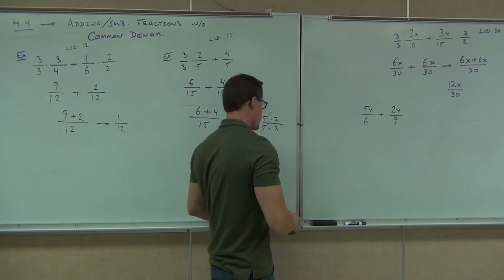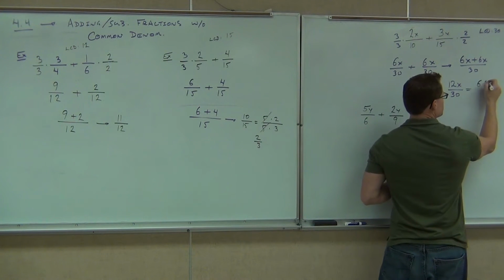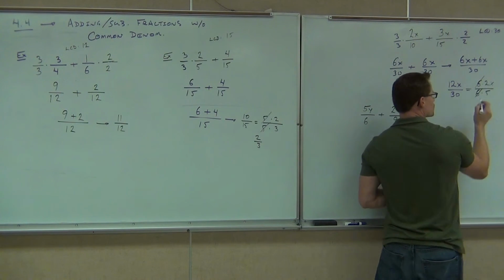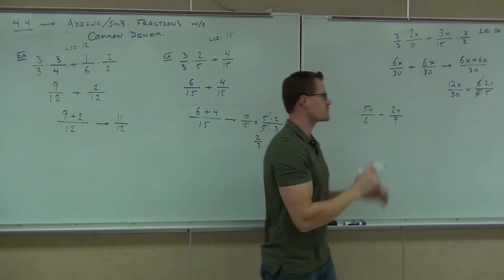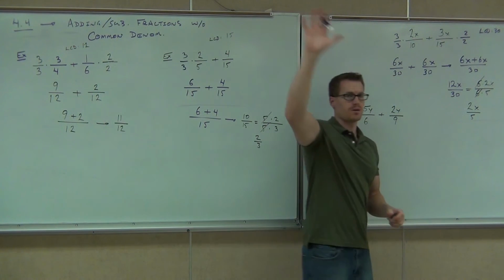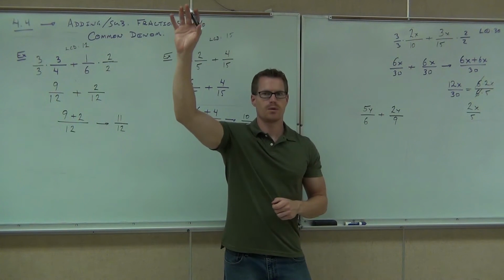Yeah, 6 for sure divides it. So we'd write this as 6 times 2x. We'd write this as 6 times 5. The 6s are gone because we're making a 1 out of that. That's how we simplify. And we get 2x over 5. How many people got that one? Oh, good for you. Can I show you something on this problem? I want you to see something.